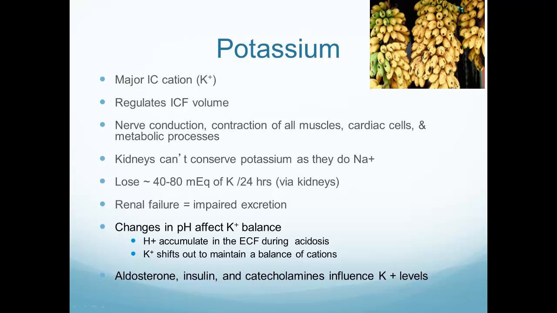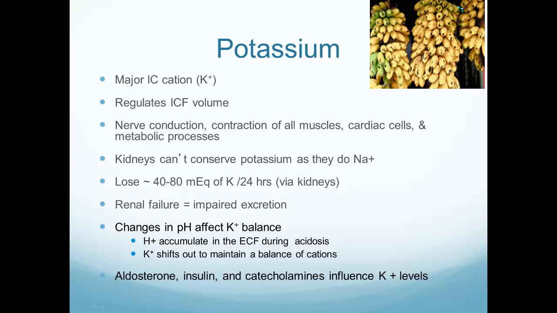So obviously we need to have enough potassium in the body. There is a very narrow range of normal potassium, 3.5 to 5. We don't want it going outside of that range because then we're going to have problems with nerve conduction and contraction of muscles like our heart. That could cause some real serious problems with our patients being able to function.